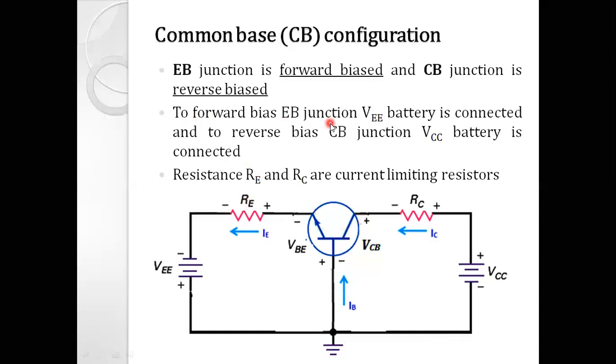So to forward bias the EB junction, the VEE battery is connected, and to reverse bias the CB junction, the VCC battery is connected. And as I said, RE and RC, these two are the current limiting resistors, right? So this is about the common base configuration and its connection.